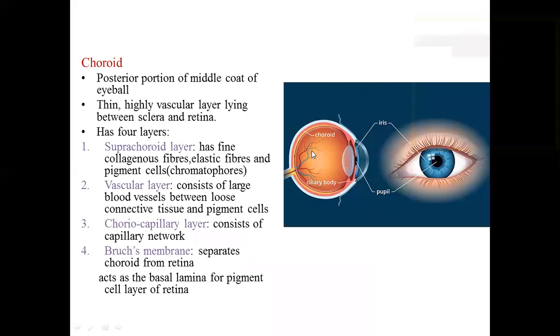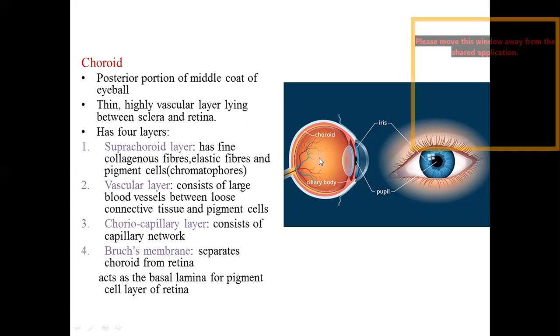Next, we have the choroid, which is a part of the vascular coat. So it is in the posterior portion of the middle coat of the eyeball. You can see the choroid. Then we have the ciliary body and iris. This is the middle coat. So it is a vascular layer between the sclera and retina. The yellow thing that you can see is the retina.